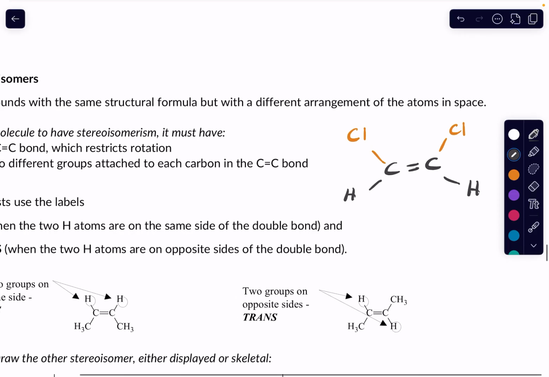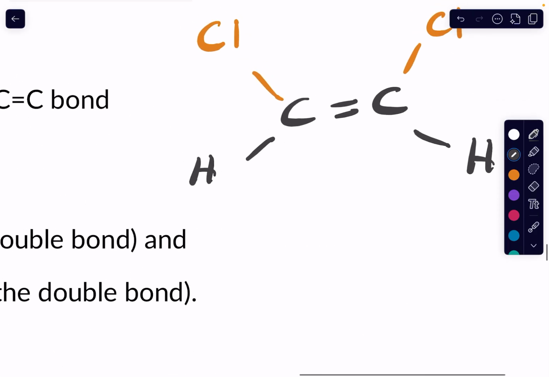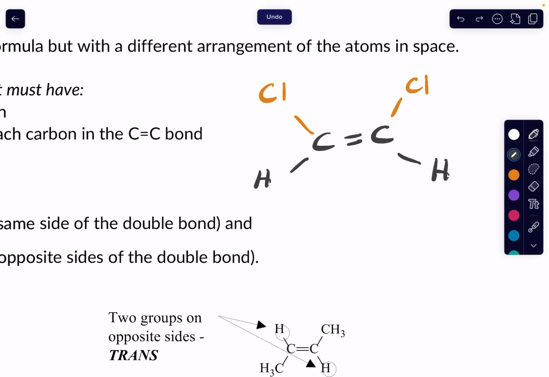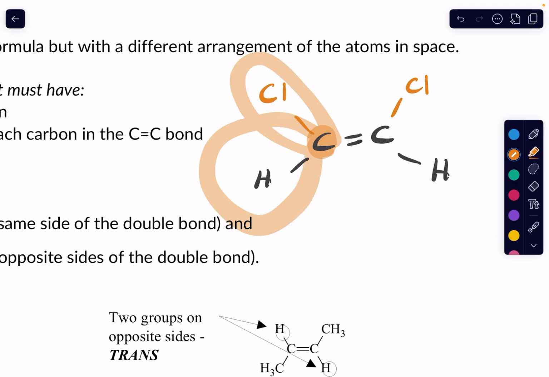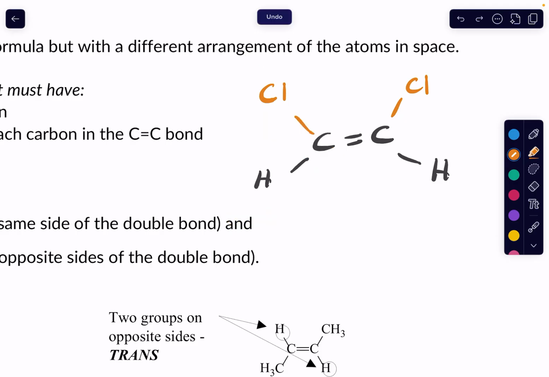Number 1, does it have a double bond that restricts the rotation? Yes, right there. Number 2, does each carbon in the double bond have 2 different groups attached to them? Let's have a look at that. Carbon over here, is it in the double bond? Yes. Does it have 2 different groups attached to it? 1, 2. Cl and H are not the same, so yes, that does.